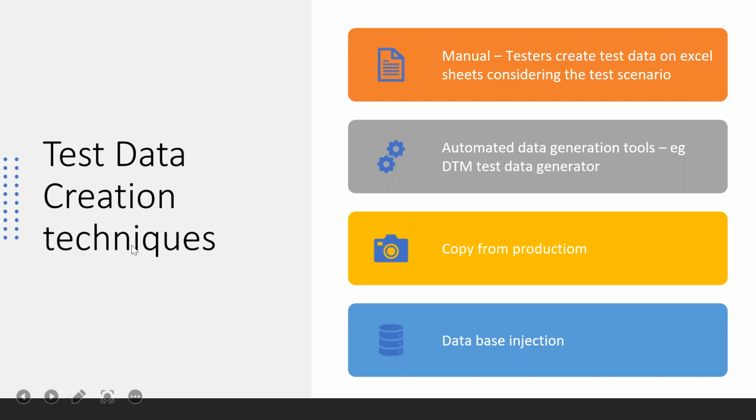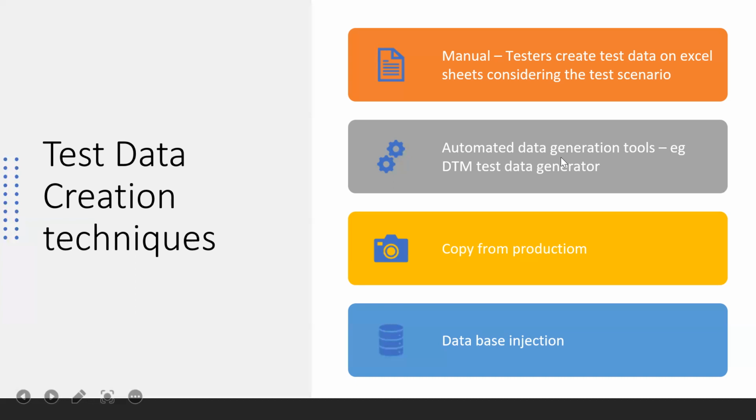The first one is going to be manually, based on our experience, or even without experience we can prepare. We read the test scenarios, we have test cases also, and based on that, if I put such kind of data, I can test this scenario. If I give this negative data, it should perform in this way. By thinking in that way, we prepare test data manually in an Excel sheet. This is one technique.